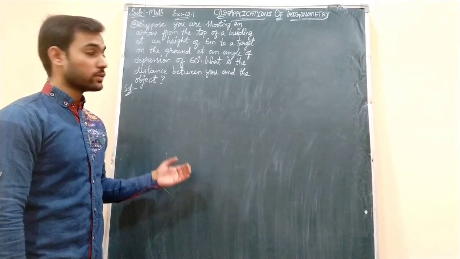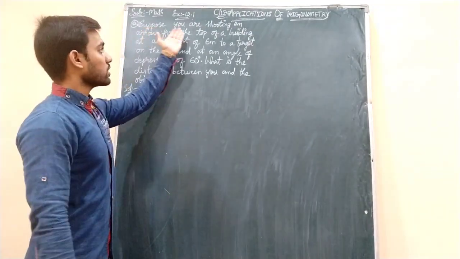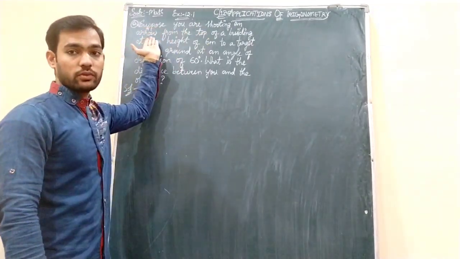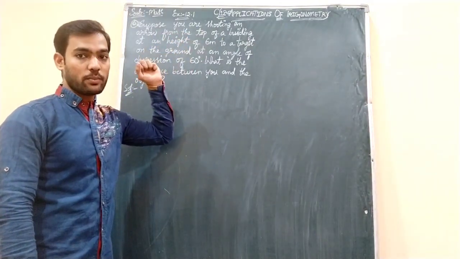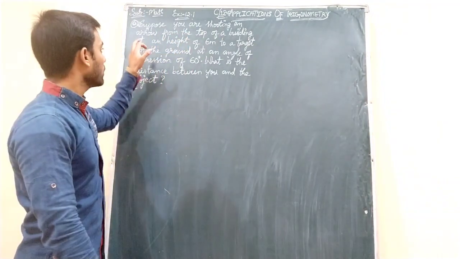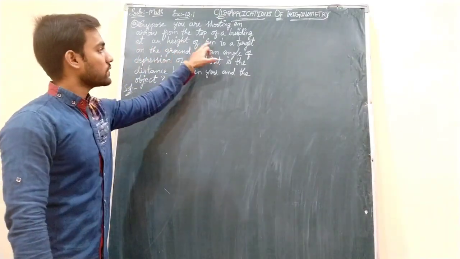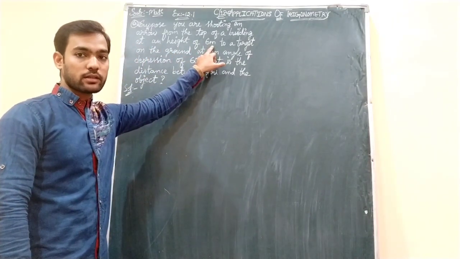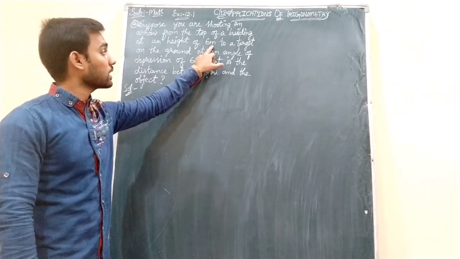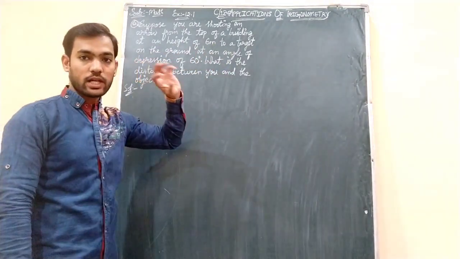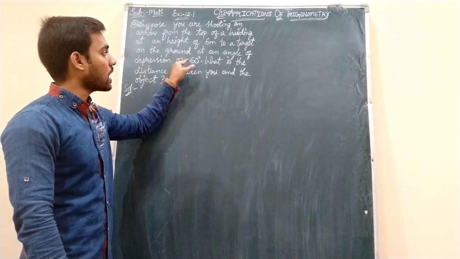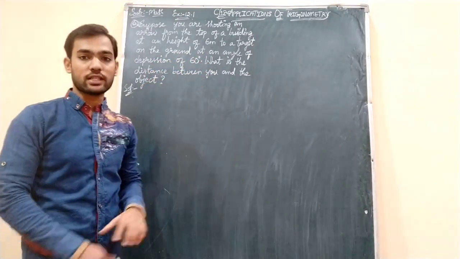Now question number 6, students. Suppose you are shooting an arrow from the top of a building. You are at the top of a building and you are shooting an arrow. The building top where you are standing is at a height of 6 meter, to a target on the ground. You are shooting a target on the ground at an angle of depression of 60 degree.